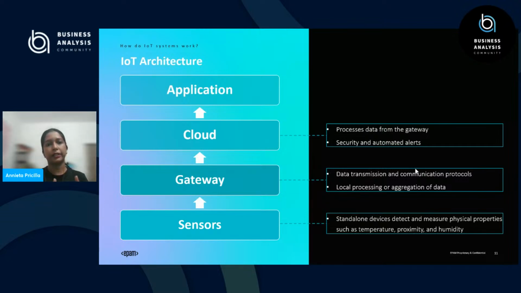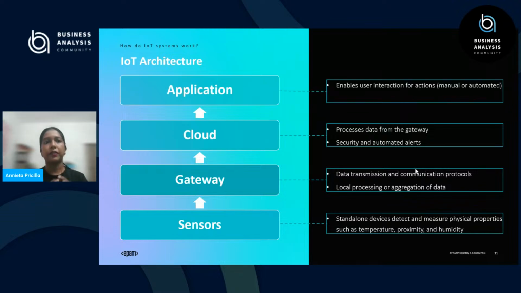And then the next layer is the cloud, where we send all the data that we collect from our gateway into the cloud, and the actual processing takes place on the cloud. We can automate security alerts. We can automate alerts when the temperature is going beyond a certain limit, or there is something that doesn't comply with what we are monitoring, right? So those kind of alerts and actual processing of the data and everything can be done on cloud.